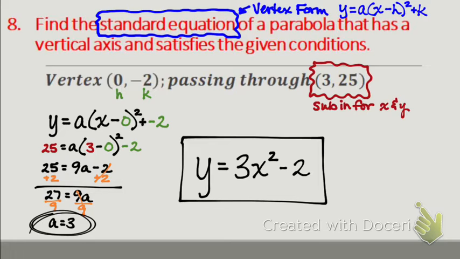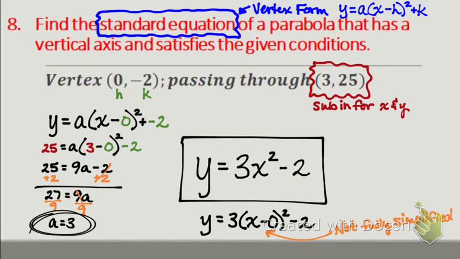Let's try another one just like this one. Wait, could you leave it as x minus 0 squared, or do you have to simplify it out? So if you had it like this, it wouldn't be wrong, but it wouldn't be considered fully simplified. So good question.